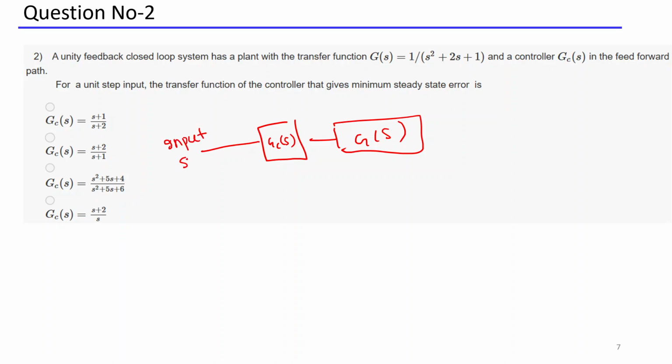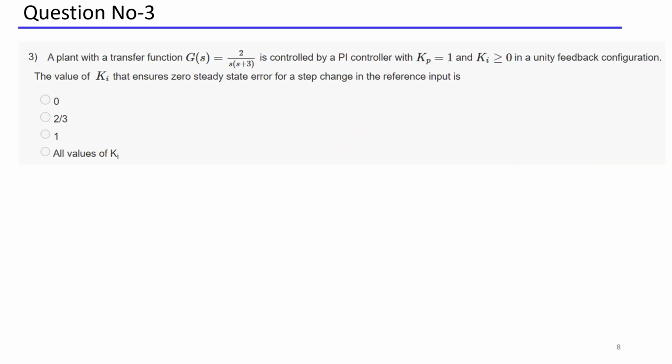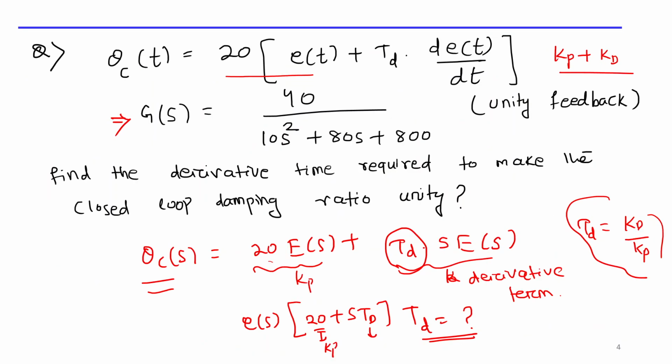Sir, in the last question, how did you get 1 plus sTd? 20 into (1 plus sTd). You can simplify this theta c(t). I already simplified this. Here you can take s common, because that is the compensator.